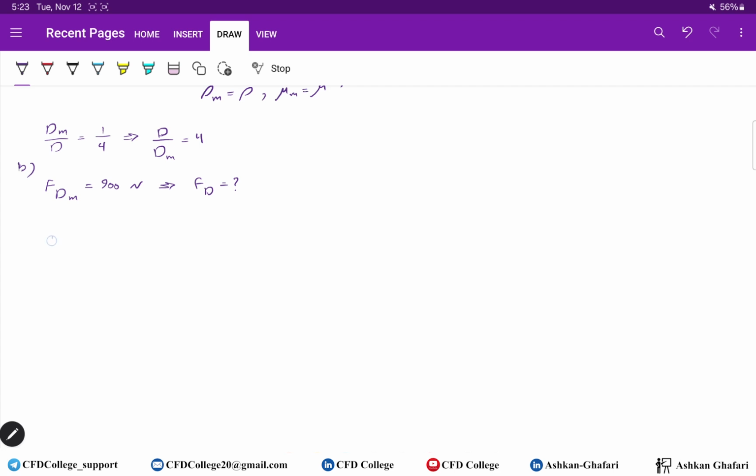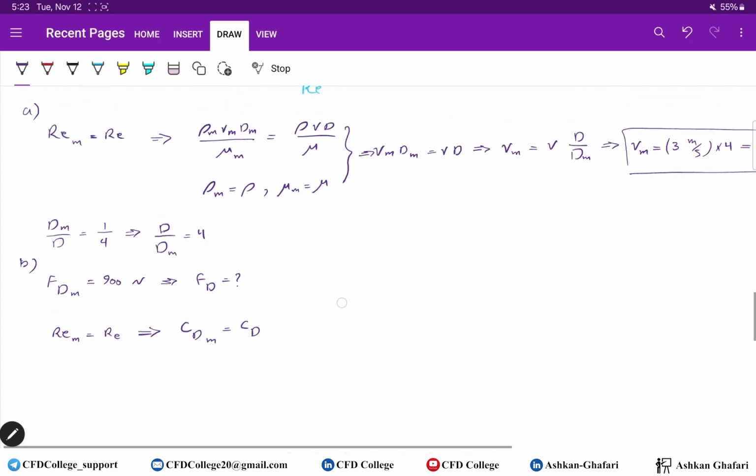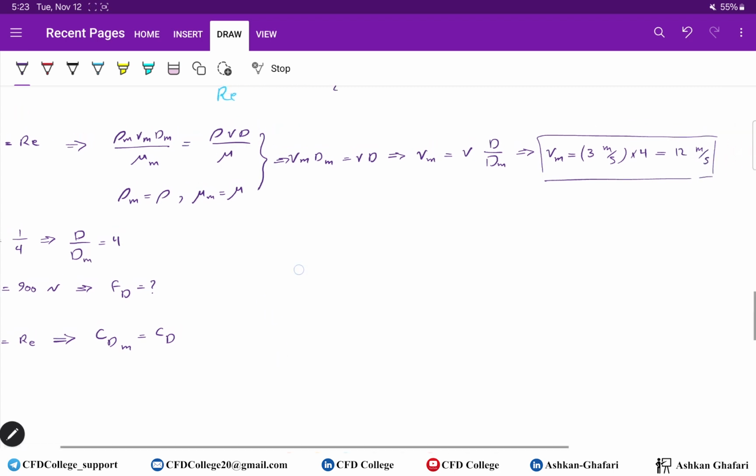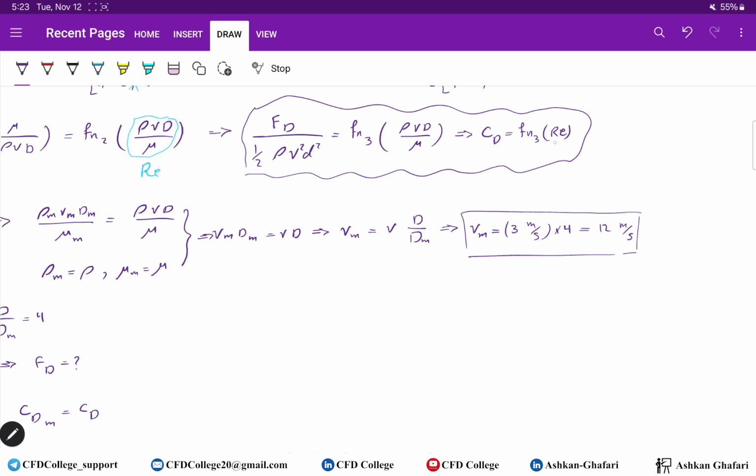Since we have Reynolds number similarity, it means that, actually, since the Reynolds number for the model and prototype are the same, the drag coefficient for the model should be equal to the drag coefficient of the prototype. This is the benefit of this relation, the dimensional analysis. So if the Reynolds number for the two models are the same, it means that the drag coefficient should be the same, because the drag coefficient is only a function of Reynolds number.